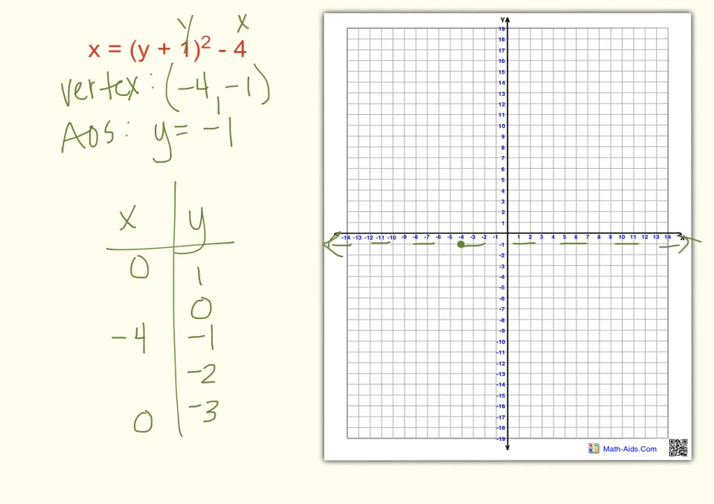If you plug 0 in, you get -3. And if you plug -2 in, you get -3. So let me say 0, 1, and 0, -3, and then -3, 0, and -3, -2. Making it look like this, very skinny. And that's our inverted parabola.